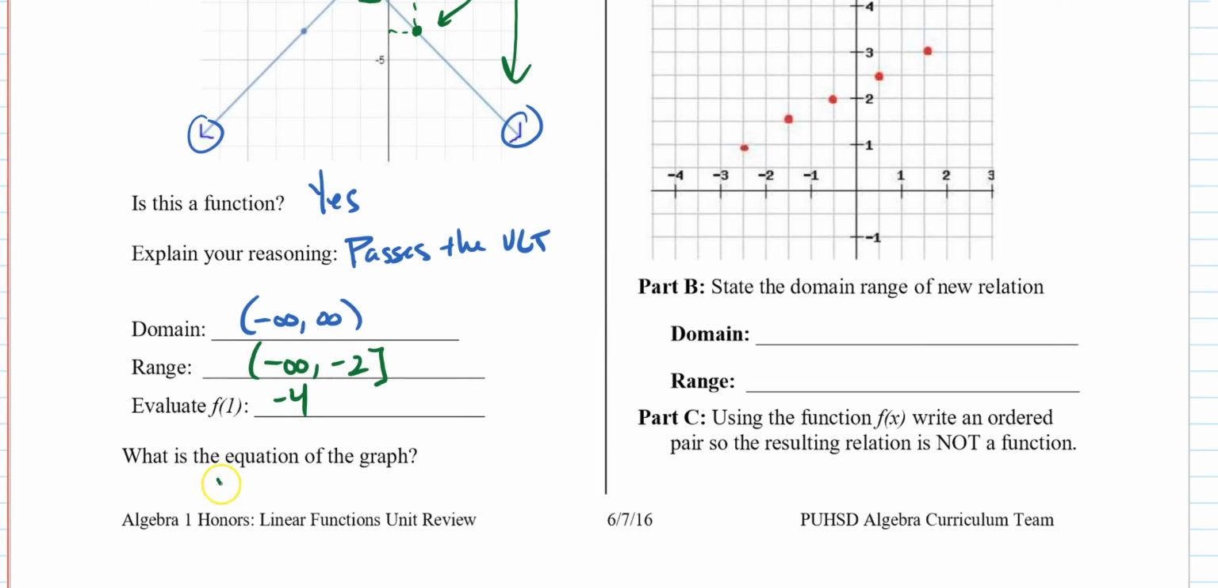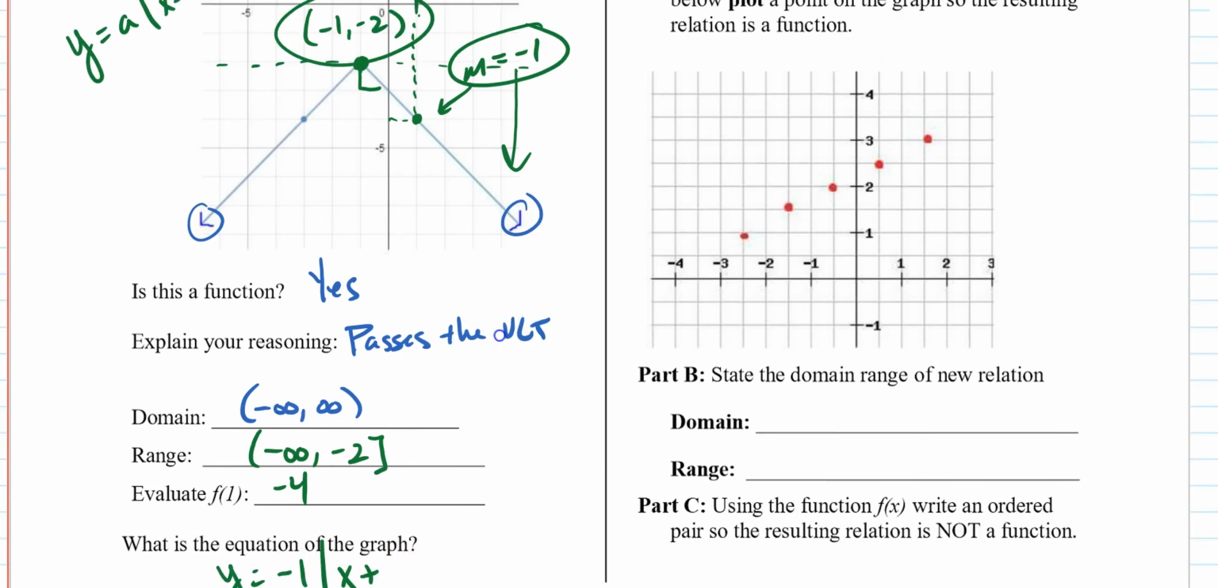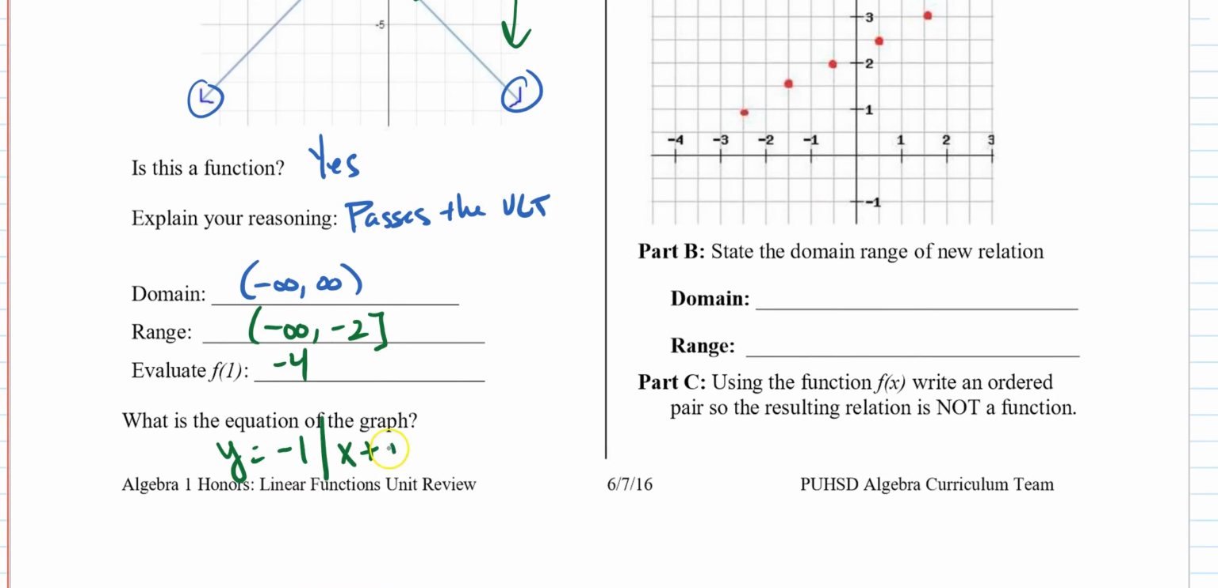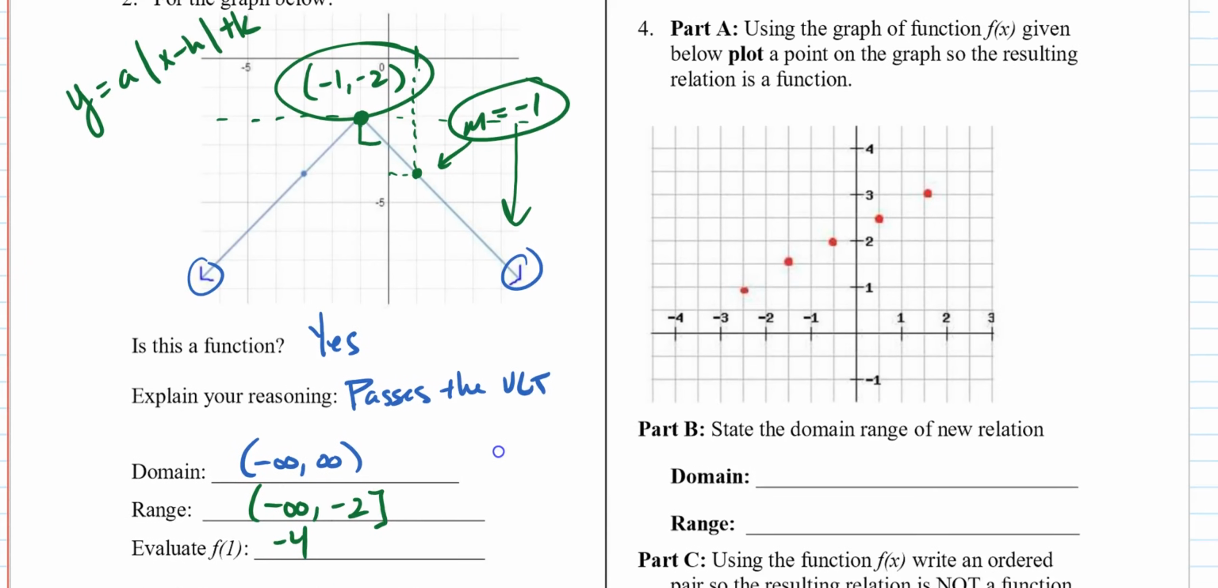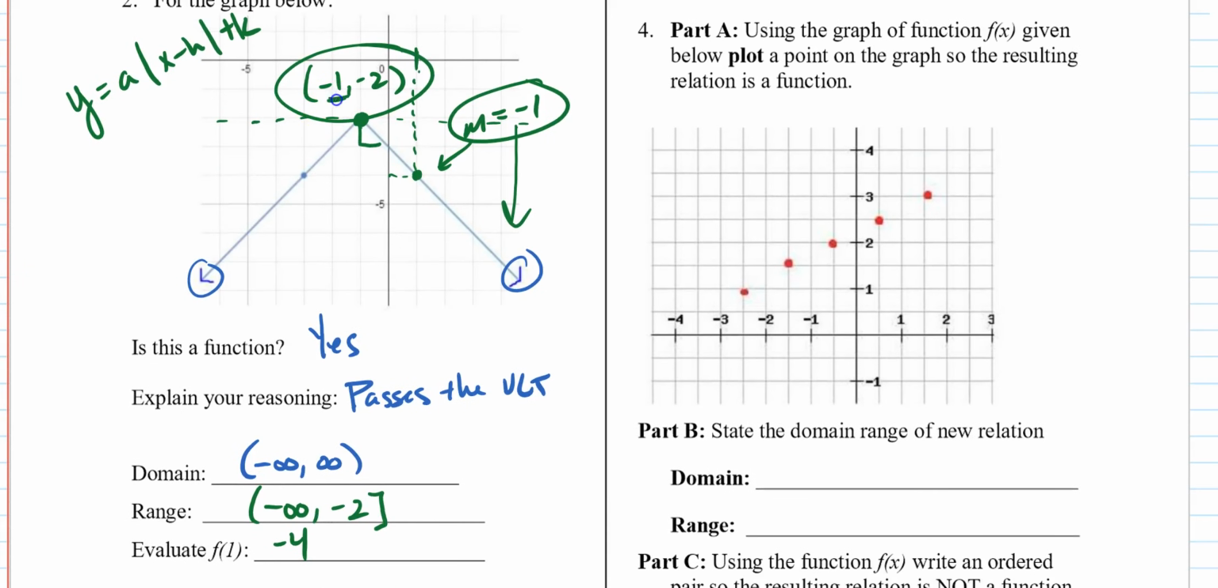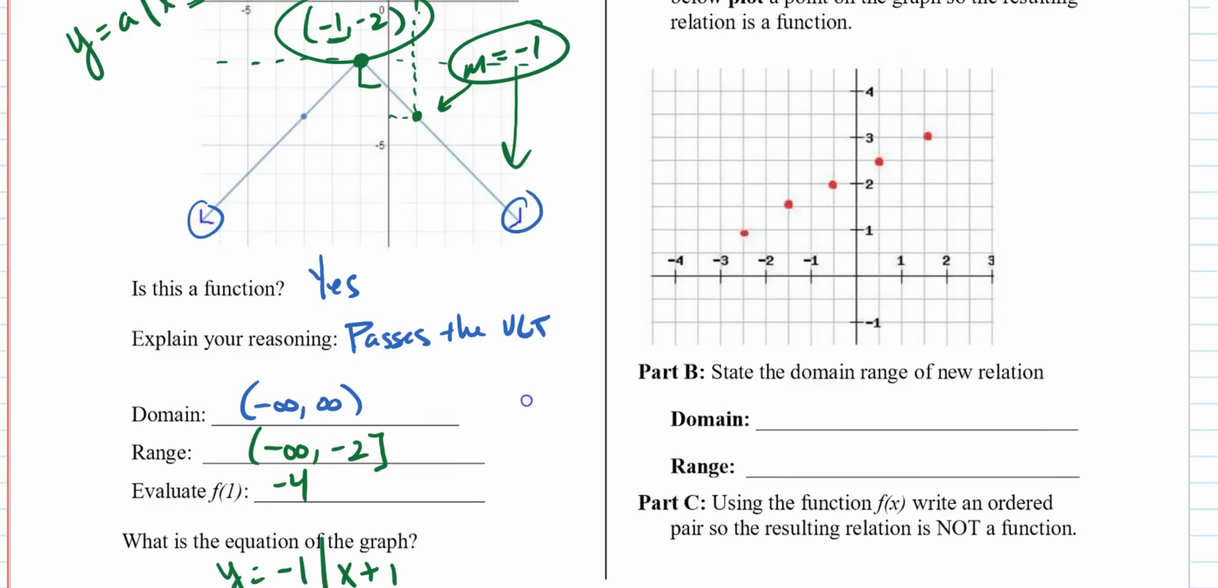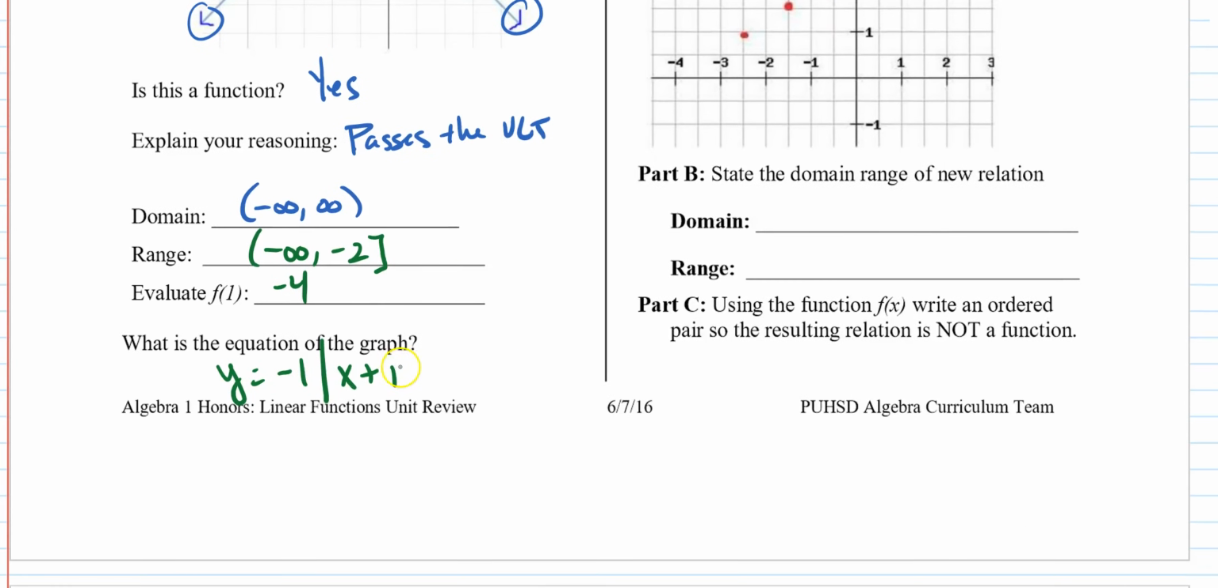The equation of the graph, y equals -1 times the absolute value of x plus 1, because that was my h. Or if we plug in a -1 into here, we get -1, which is +1, and then my k is -2. And just so we can see those absolute values, I'm going to put them in a different color.